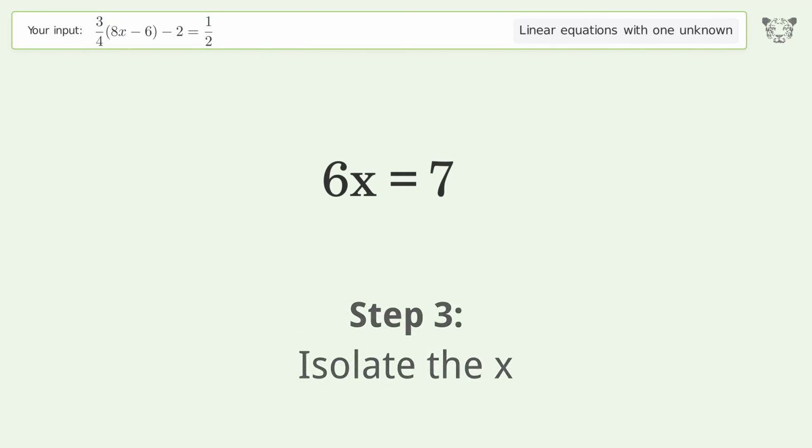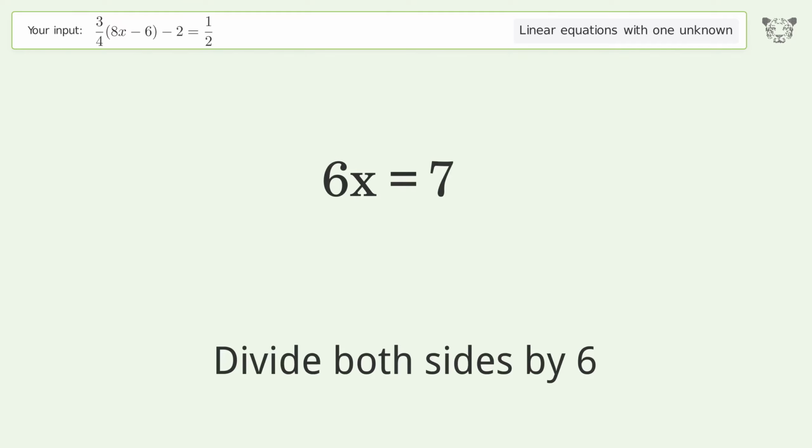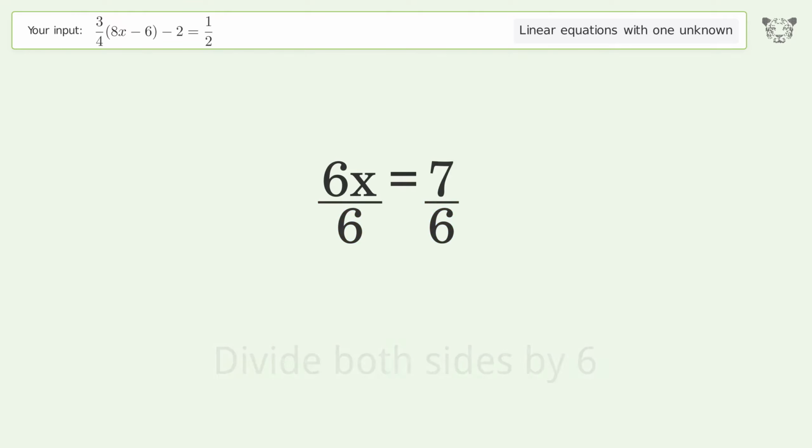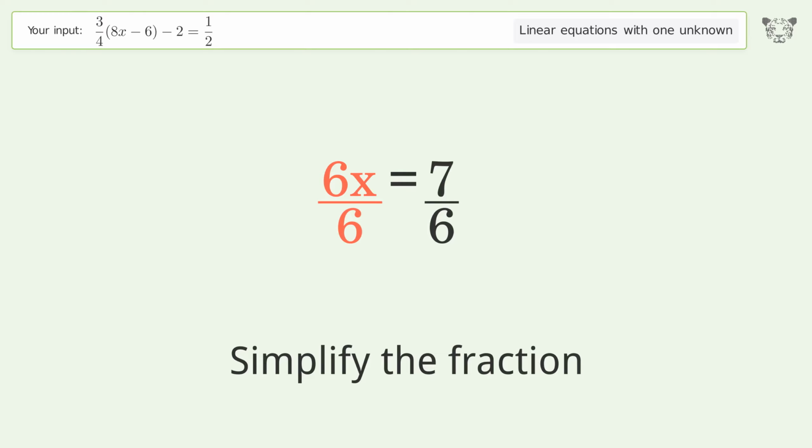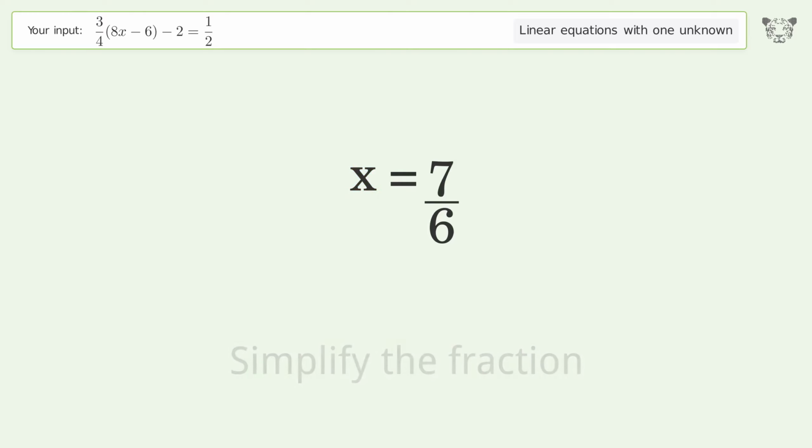Isolate the x. Divide both sides by 6. Simplify the fraction. And so the final result is x equals 7/6.